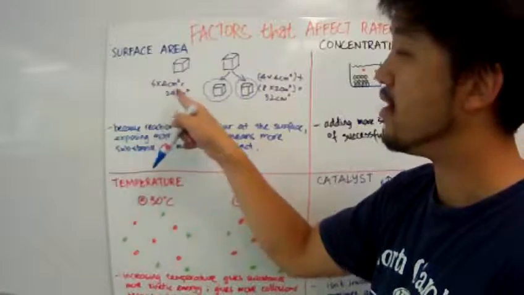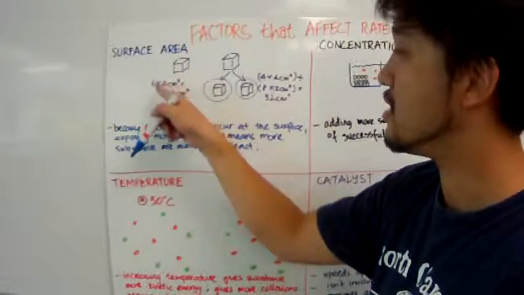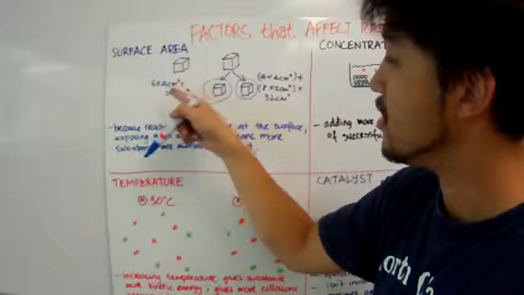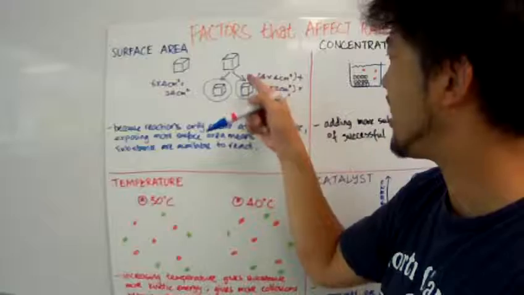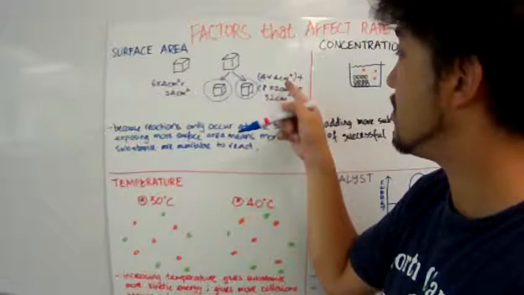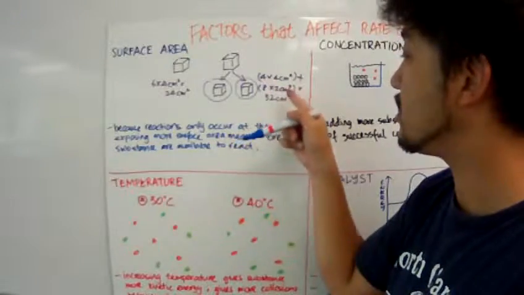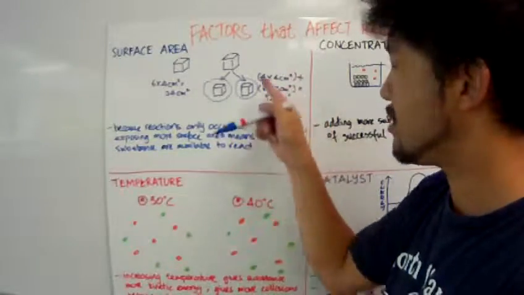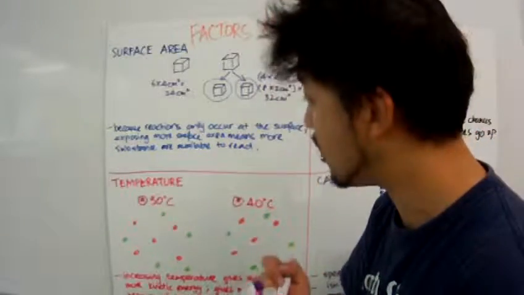And I did the math over here. Each side here is about 2 centimeters, and since there are 6 sides to a cube, you have 6 times 4, which gives us 24. Here, we cut them into 2, so there are 4 sides with 4 centimeters square, and you have 8 sides that are 2 centimeters square. You do the arithmetic, and you should get 32 centimeters square.